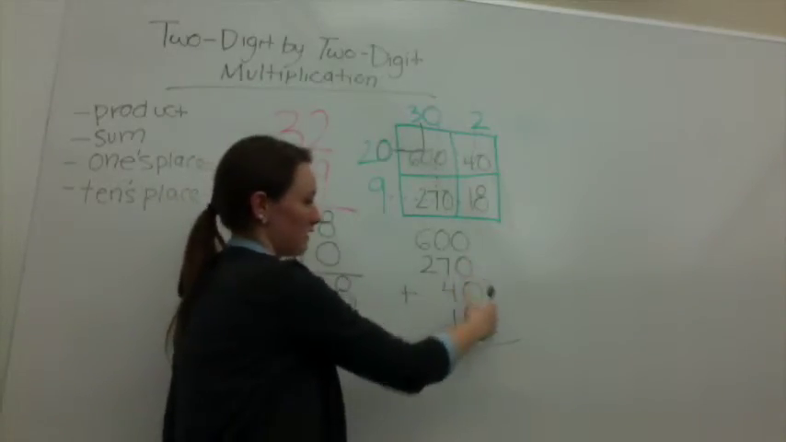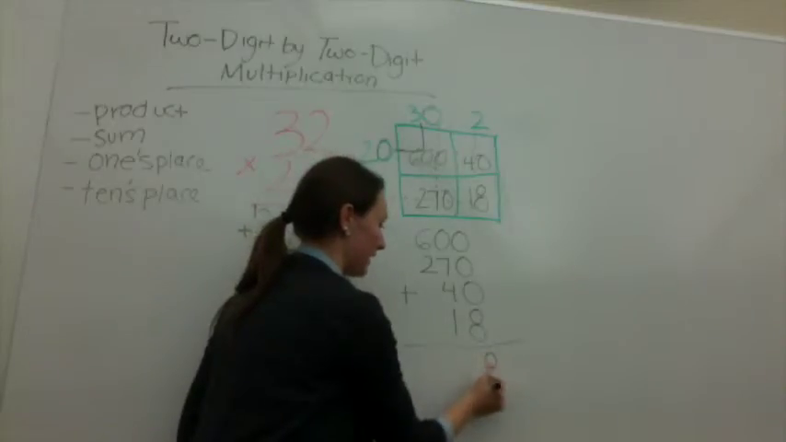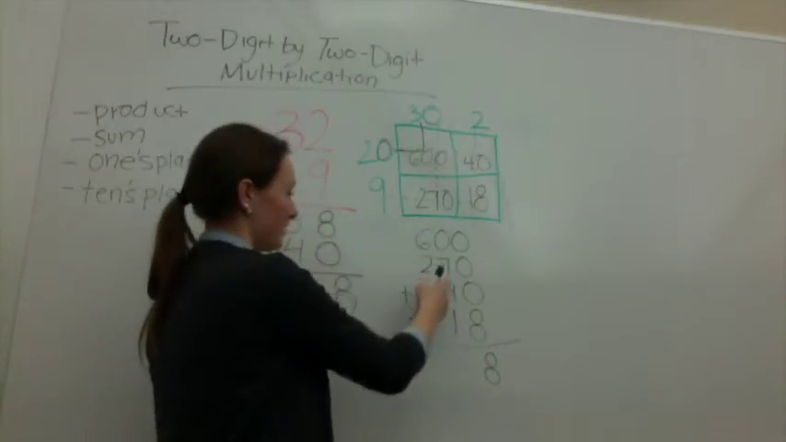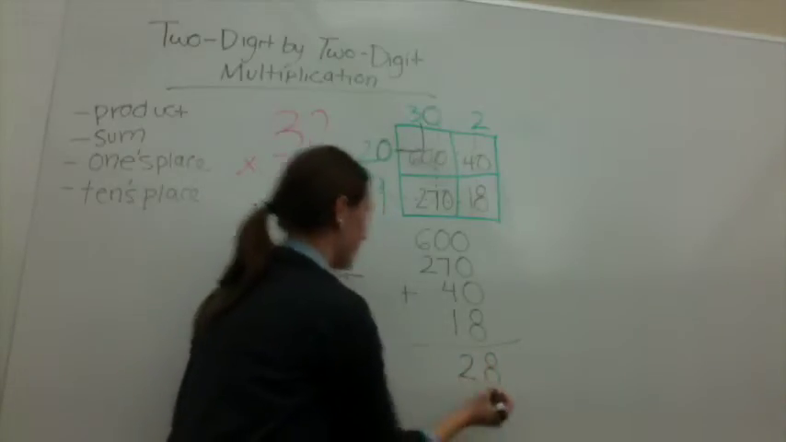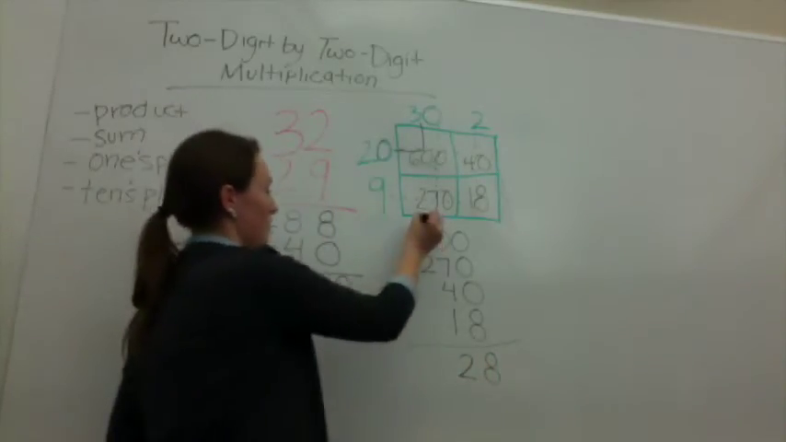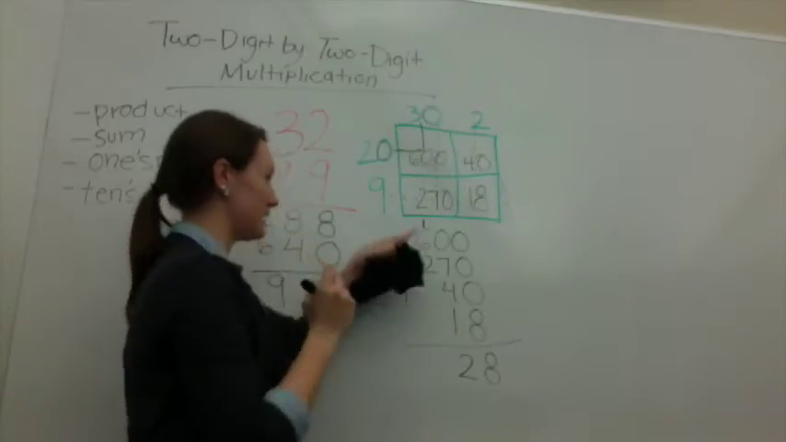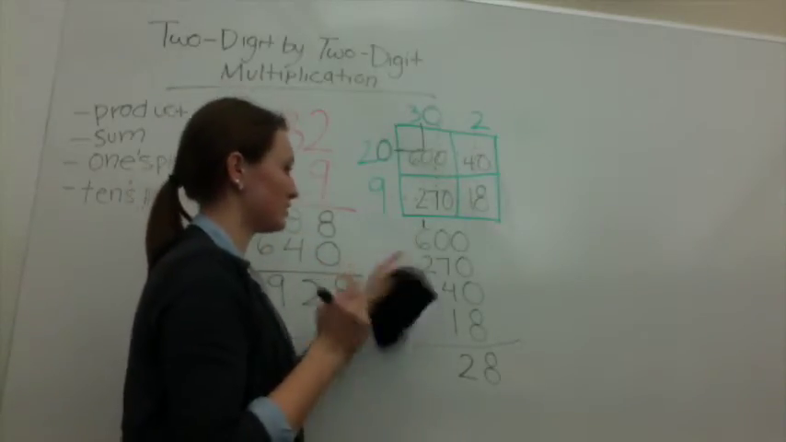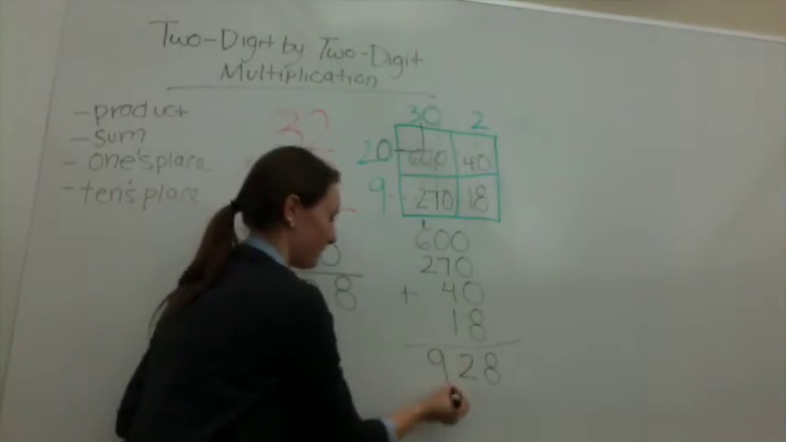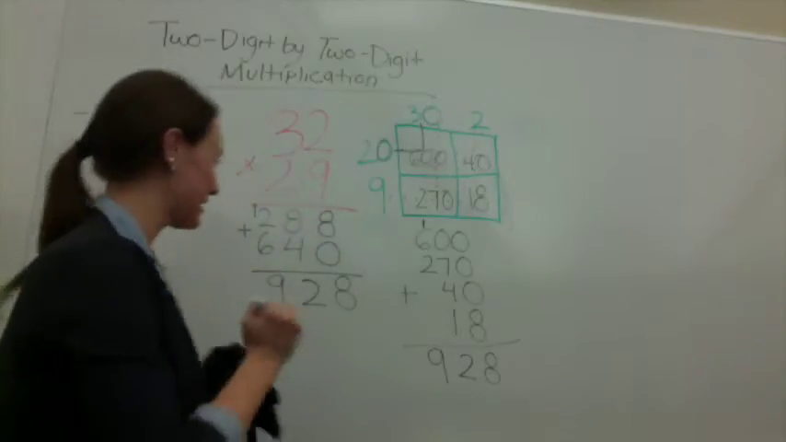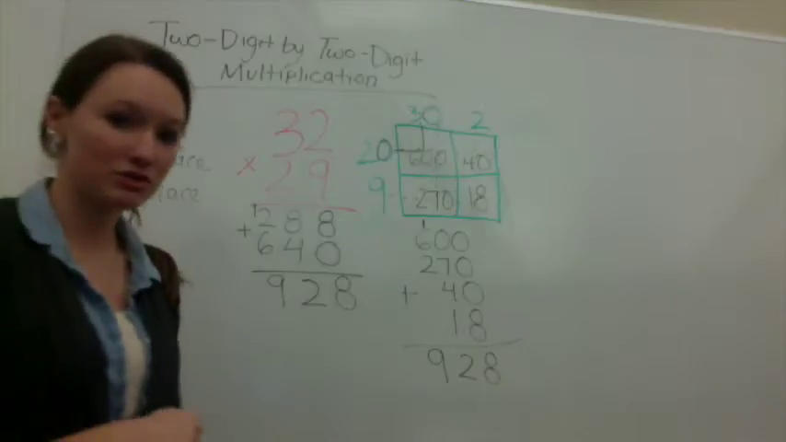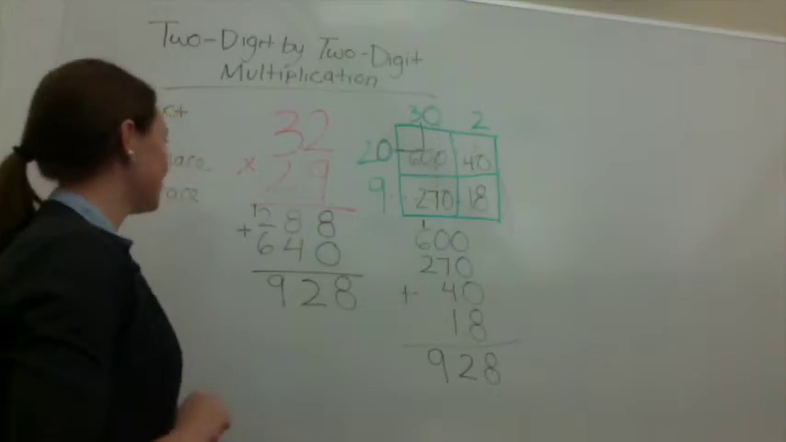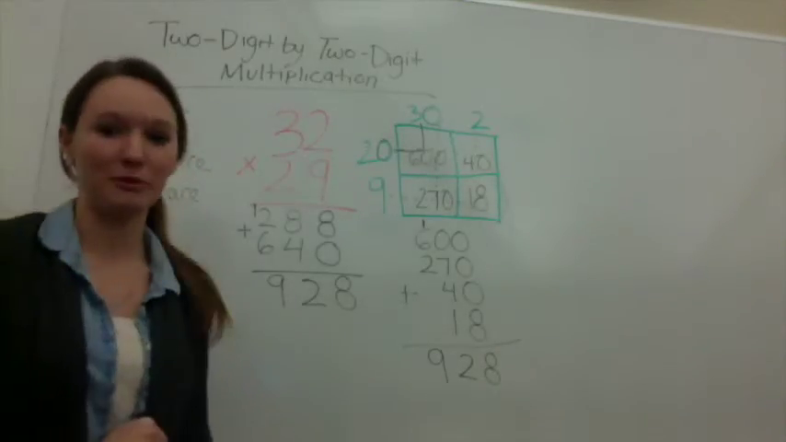0, 0, 0, and 8 gives me 8. 7, 0, 4, and 1 gives me 12. And just like over here, we have to move our 1 up here. And then 1 plus 6 plus 2 is 9. And then we can see that we got the same answers both here and here. So those are 2 ways that I really like, and I hope that these help you help your students.